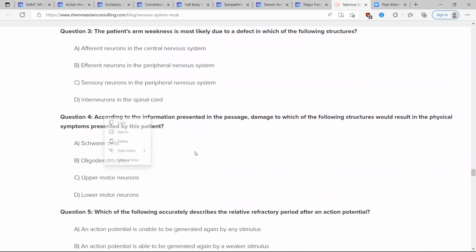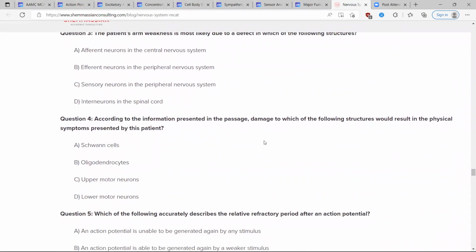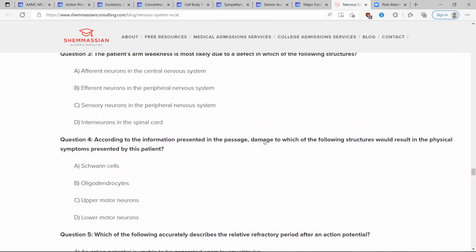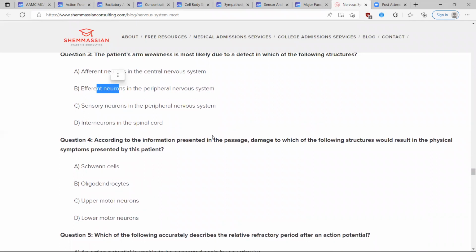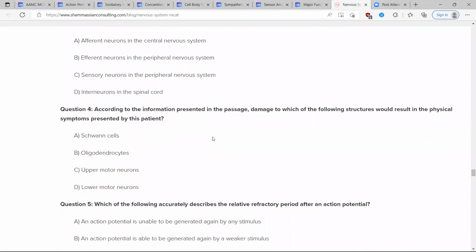And they have weakness in their efferent neurons, right? So where do you think, how do I phrase this? There's clearly two categories of questions here, right? There's this and there's this. So do you think it's the motor neurons or do you think it's these cells? Do you remember what these Schwann cells and oligodendrocytes do?